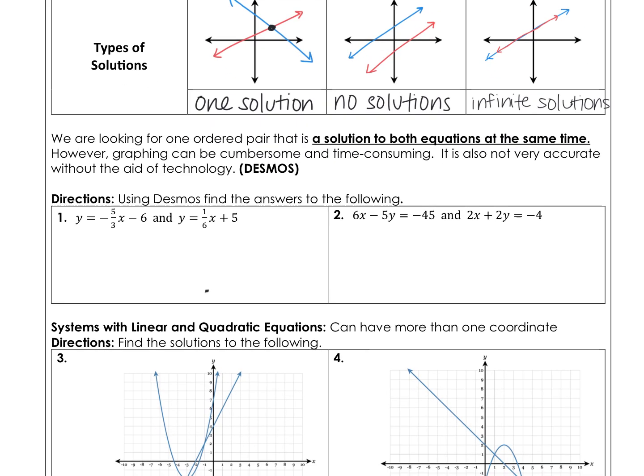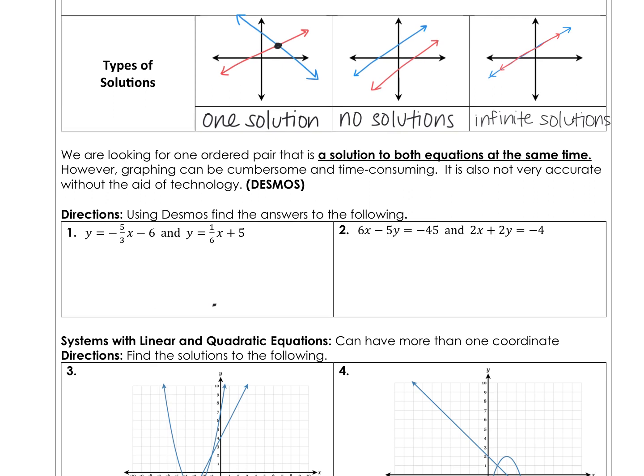So we'll start with number 1. Go to Desmos and type in y equals -5/3 x minus 6 and y equals 1/6 x plus 5. I will show you how to do this if you've never used it before. Okay, so because these lovely lines cross at (-6, 4), I write that down. And I didn't get that using my brain. I used Desmos, which is a lovely tool, okay?